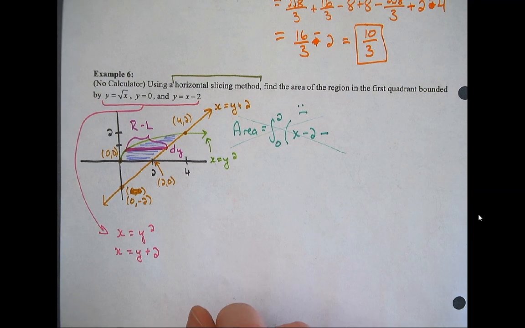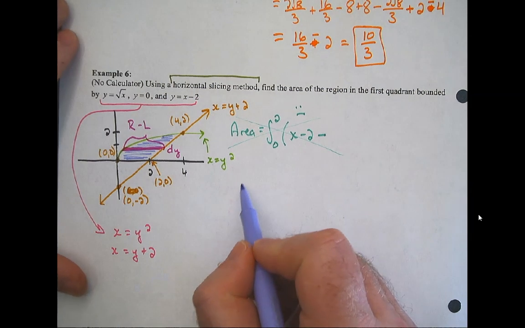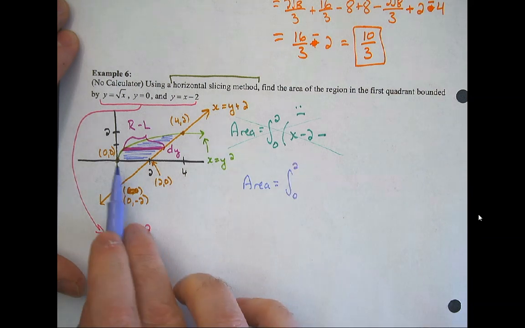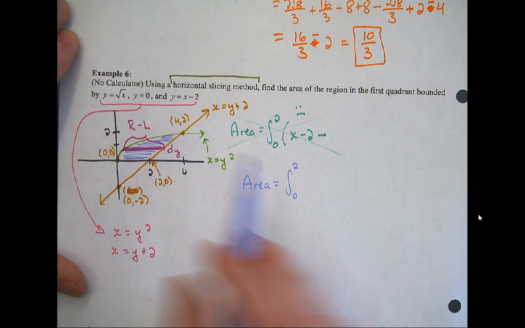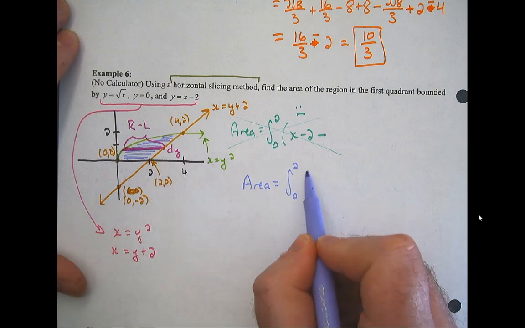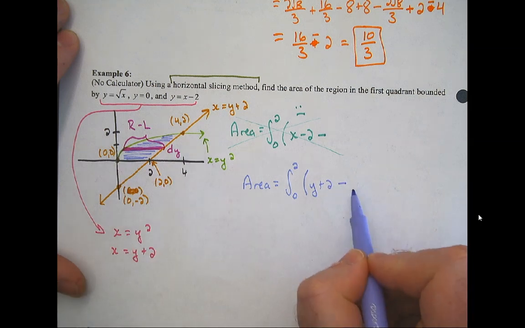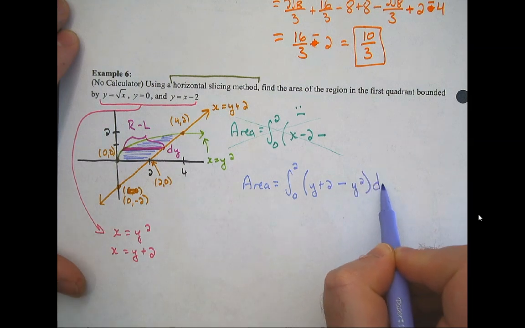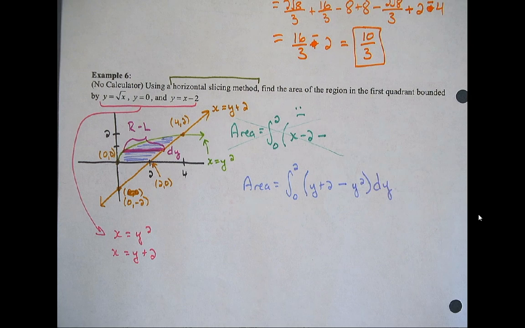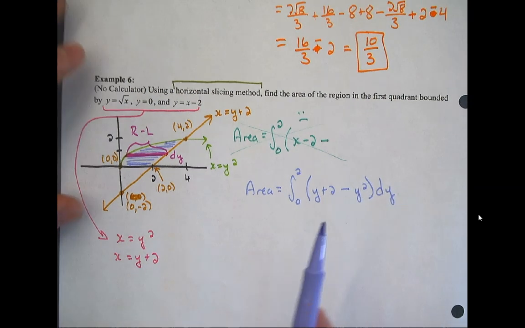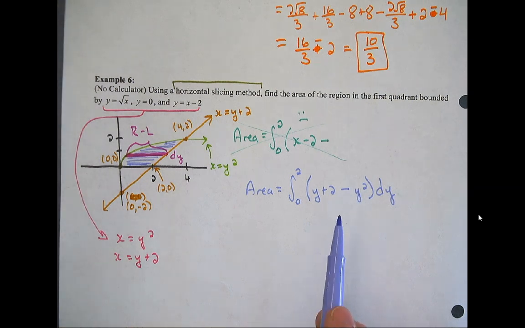So now when I integrate, area equals the integral from low until high. My lowest y is 0, my highest y is 2. And then my further right equation is y plus 2 minus my further left equation, y squared. Like I said, you wouldn't probably do this unless they made us do it horizontally. But if you're going to integrate according to y, your equations have to be written with y. So it has to be like x equals y stuff.